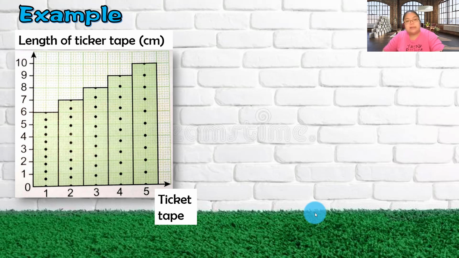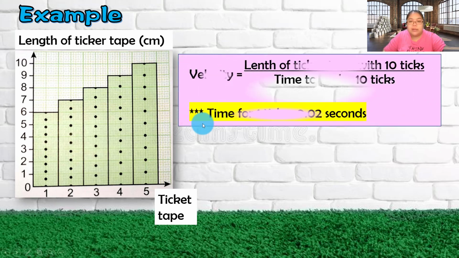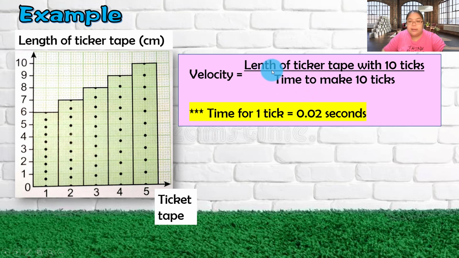Okay, this one is another example. We can also find the velocity, but this one has the tape strips continuously placed together on graph paper. So from here we have 5 ticker tape strips. Velocity again is the length of the ticker tape with 10 ticks. 1 strip here has 10 ticks. If not, you have to count, you have to measure. Now over the time to make 10 ticks. From here we're going to see the time for 1 tick. Remember, just now, 0.02 second.